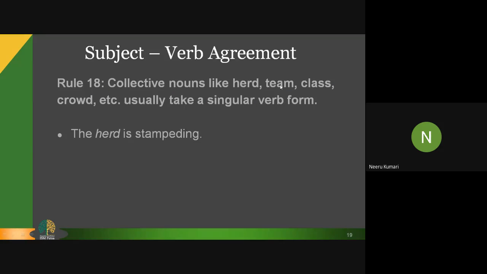Similarly, the team is playing well. The class is making noise. The crowd is out of control. So you should always remember whenever we are talking about collective nouns, the verb that is accepted with the subject. You may get a doubt that, ma'am, when we talk about collective nouns, there are many. Yes, of course, there are many, but they are given only one single name. So as they are identified with one singular name, you have to make the verb agree with the subject. And therefore, here it is always the singular.